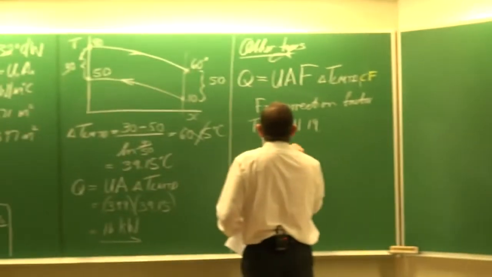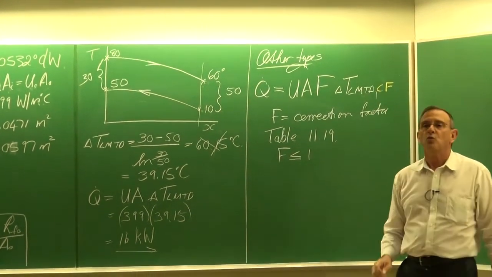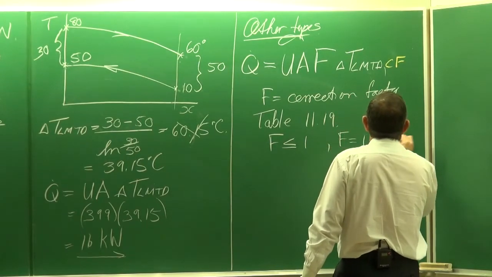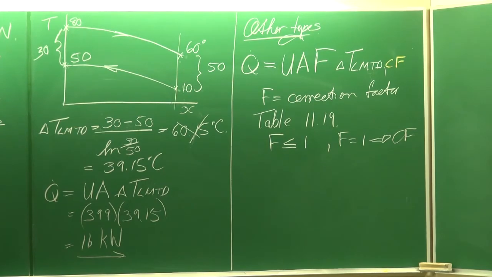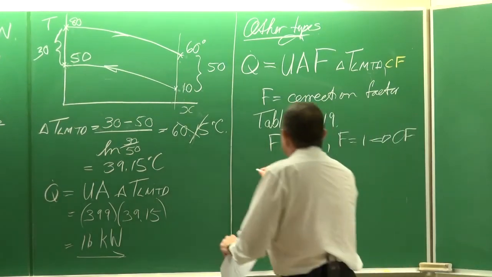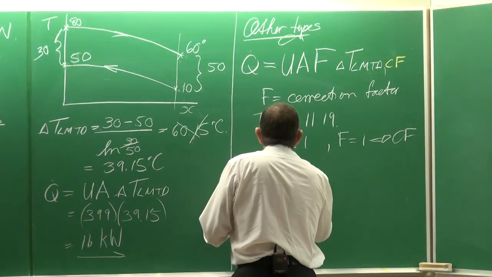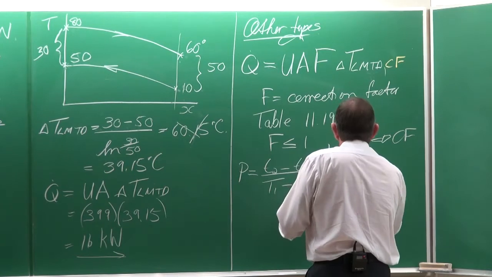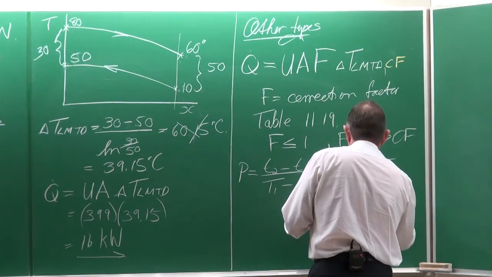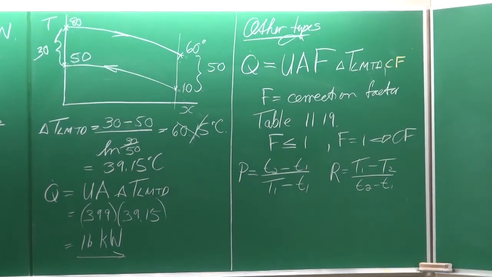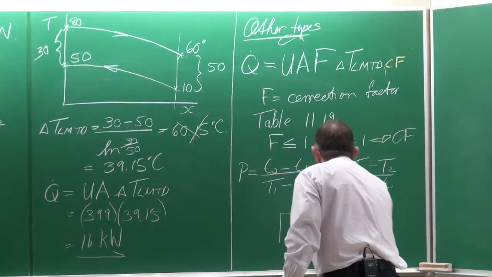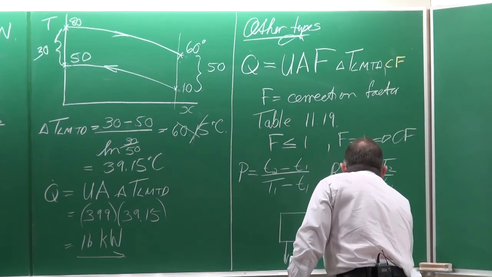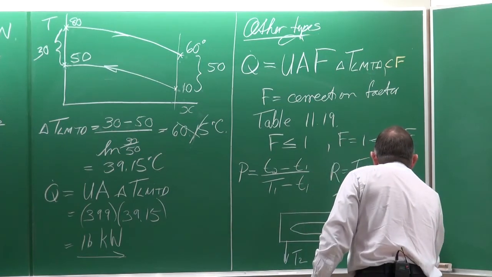So what you will see is normally that F is smaller or equal to 1. Okay. And F is equal to 1 for a counterflow heat exchanger. And P is typically t2 minus t1, divided by T1 minus t1, and R is equal to T1 minus T2 divided by t2 minus t1. So, in the sketch that we've typically looked at, schematically, that was T1 and that was T2, and that is t1 and that is t2.